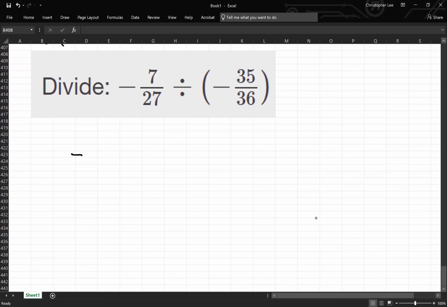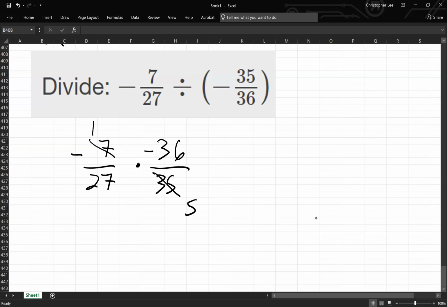So I have -7/27, right? Remember, keep, change, flip. So I'm going to change that division to multiplication. Then I want to flip the other side over here. So this is going to become -36/35, right? Reduce and then multiply straight across. So 7 goes into 7 one time. 7 goes into 35 five times, right?